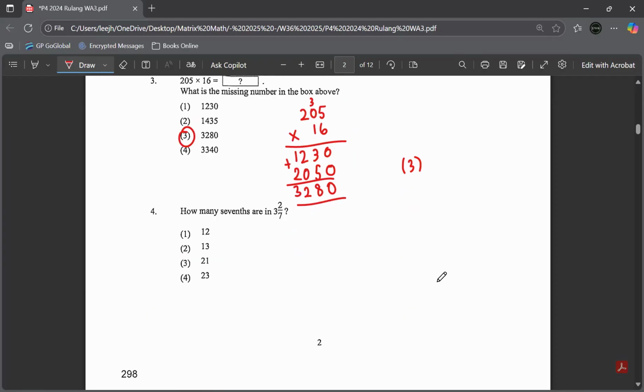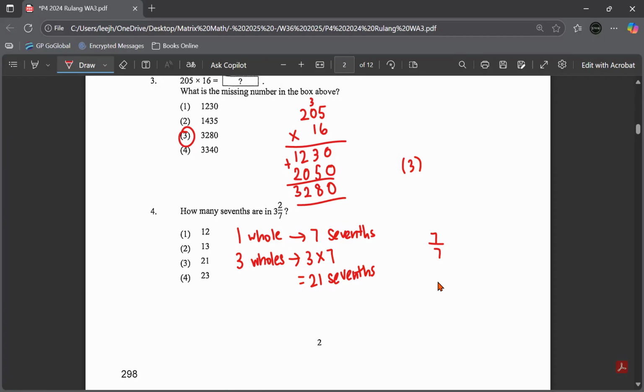Question number 4. How many sevenths are there in 3 and 2 sevenths? That means one whole I'm going to cut into 7 parts, because one whole will be 7 sevenths. So it's like 7 over 7 for one whole. I have 3 wholes, so I look for how many sevenths are there in 3 wholes. 3 times 7, I get 21 sevenths.